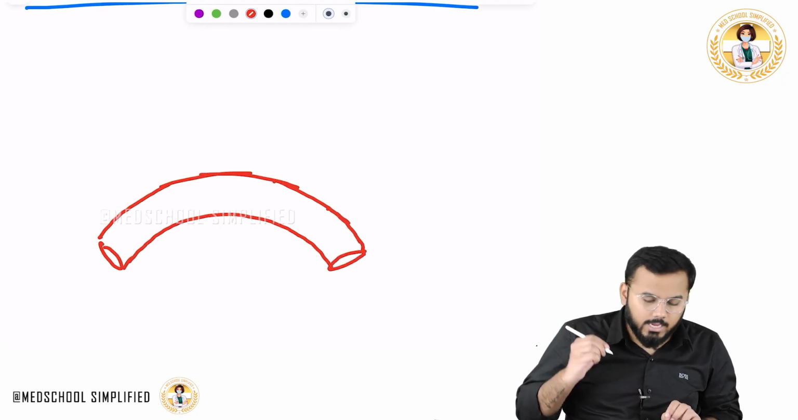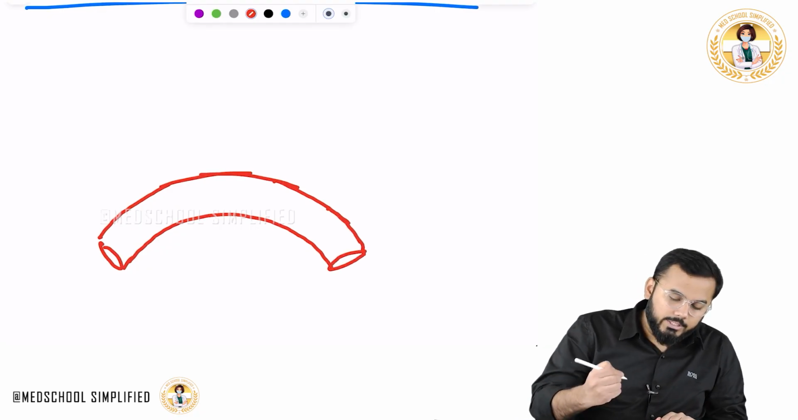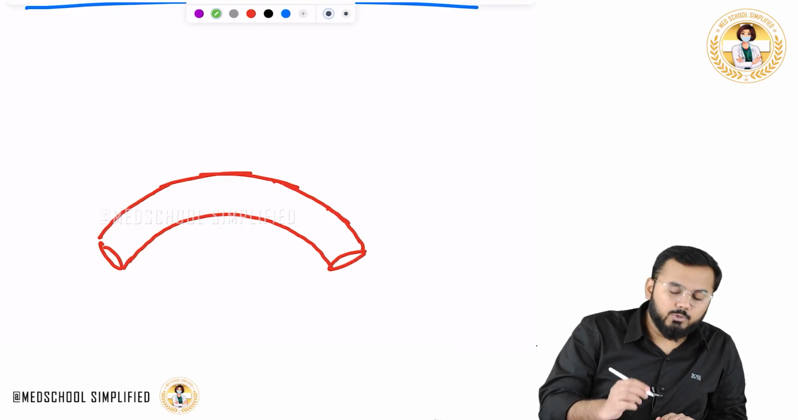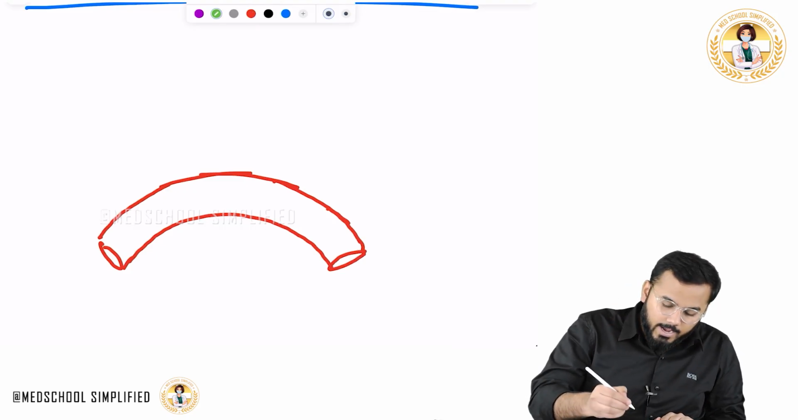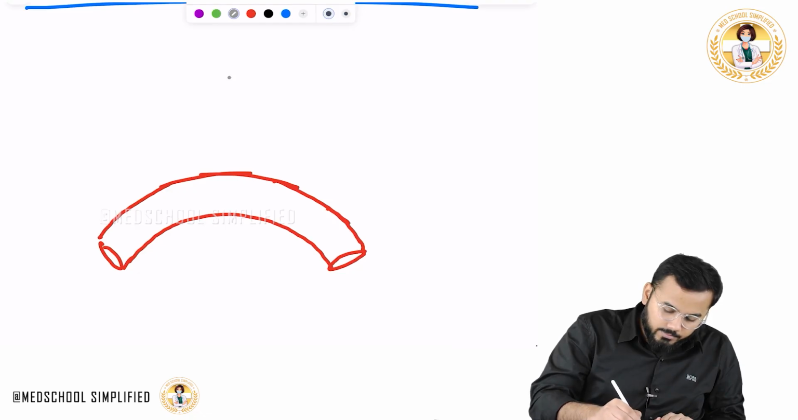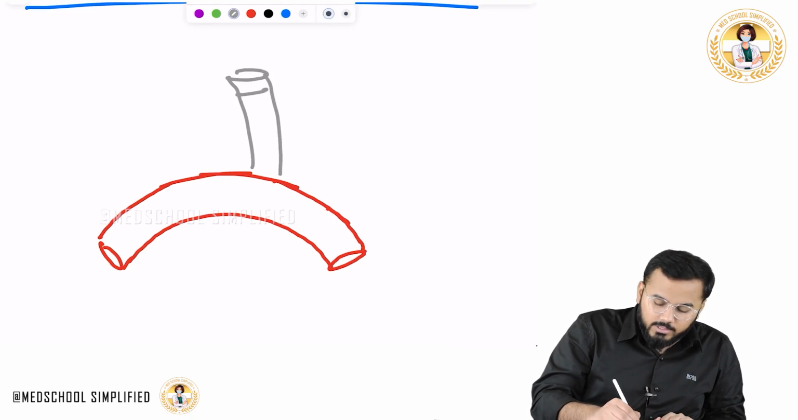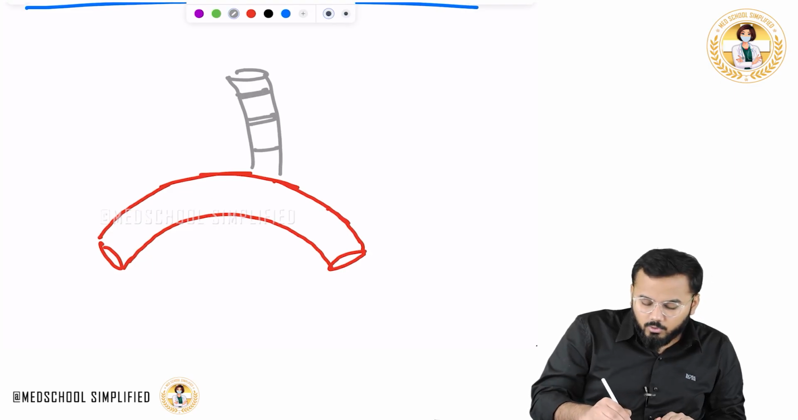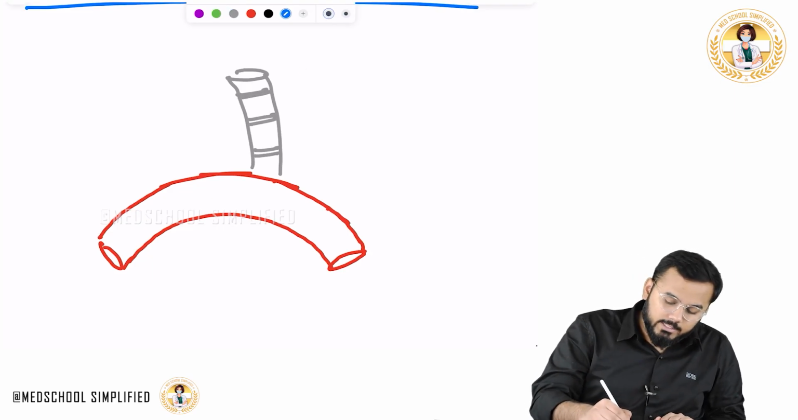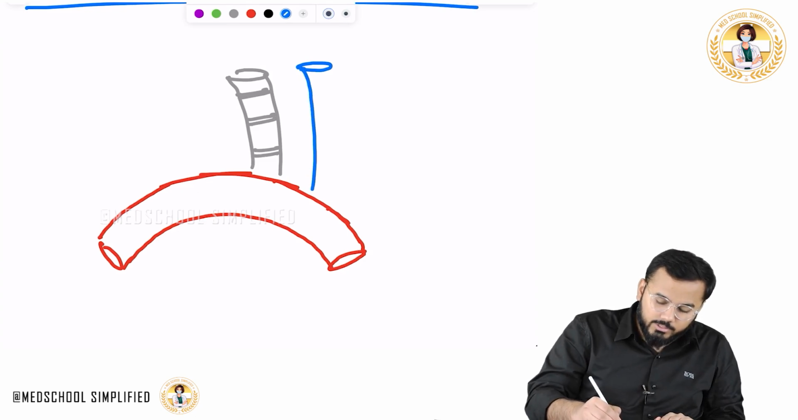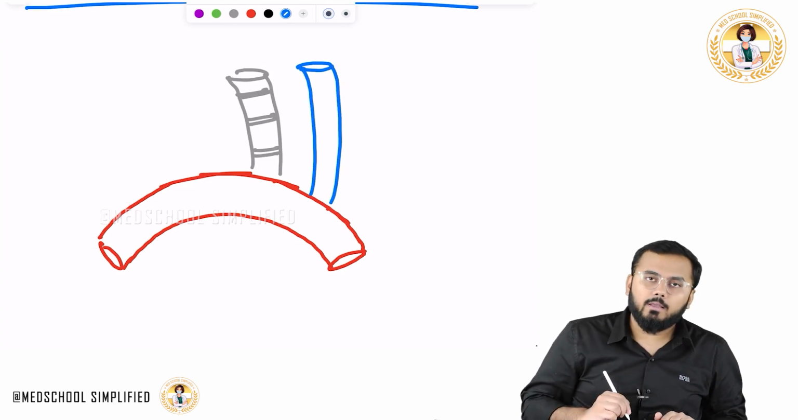So this is your arch of aorta, right? Now the next important thing is that we have got two nerves. And by the way, before drawing those nerves, let me draw this part. So this one is your trachea. Why am I drawing this trachea? To avoid confusion. You already know that the trachea is on the back, and just beside the trachea you have also got your esophagus. Esophagus on the back, right?